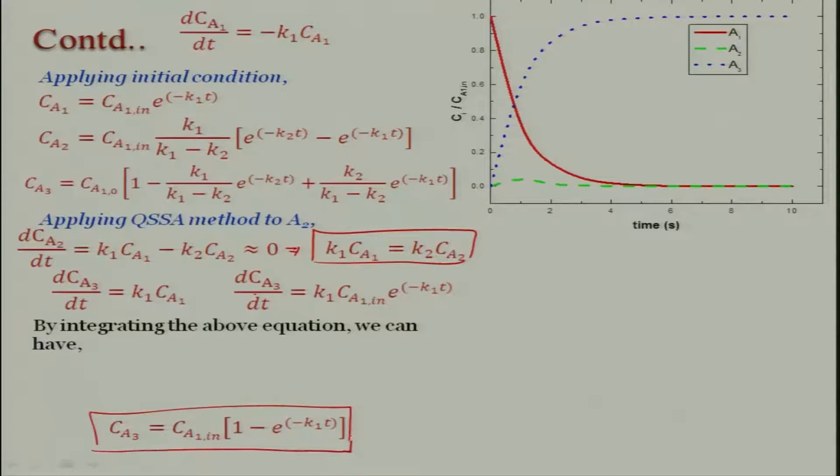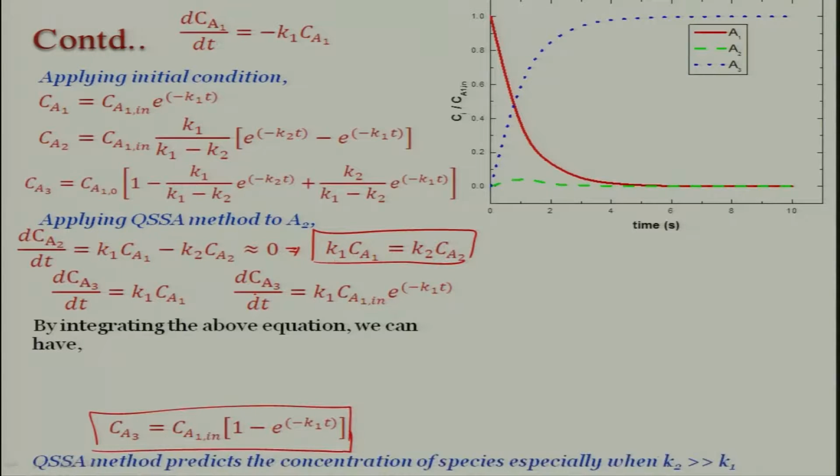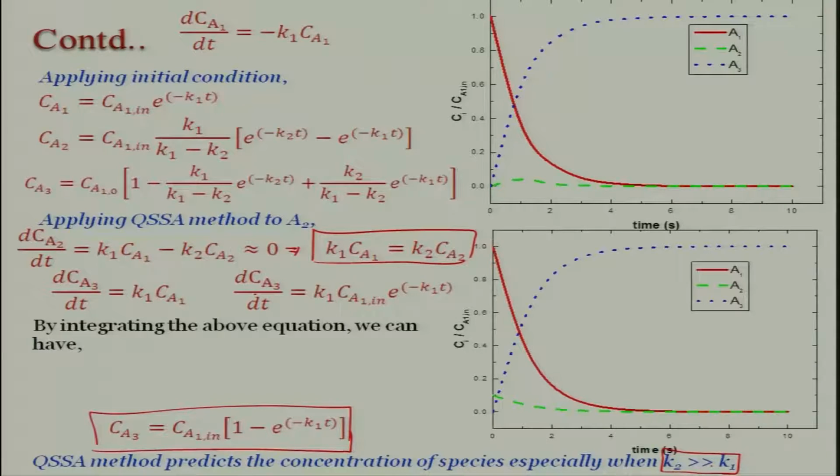So, now I got these values, Ca3 in terms of Ca1 and Ca2, right, and then I can plot these values. This will be possible only when K2 is greater than K1. K2 is a very fast reaction as compared to K1. Otherwise, you cannot apply this kind of approximation. If you do that, what you will get?